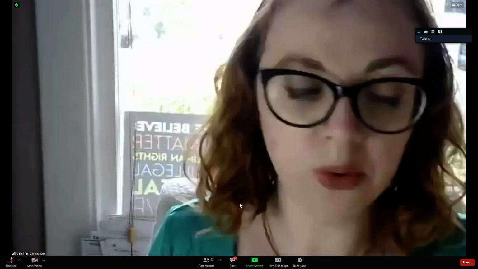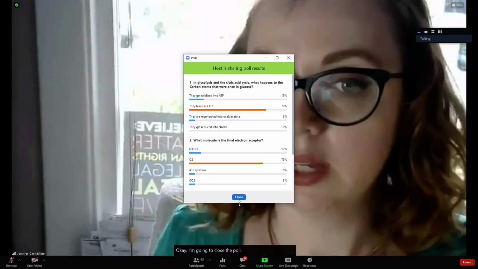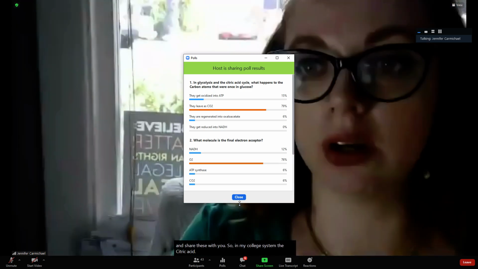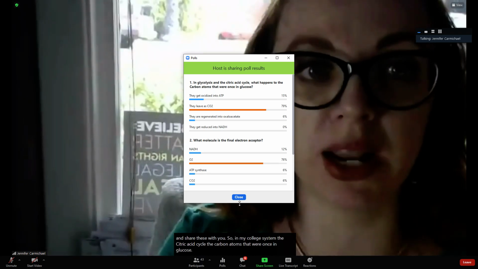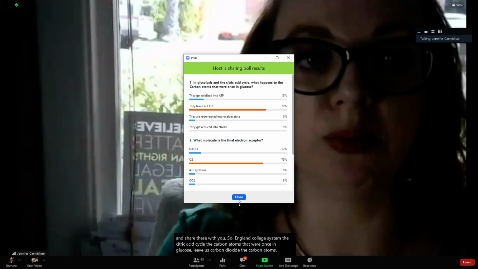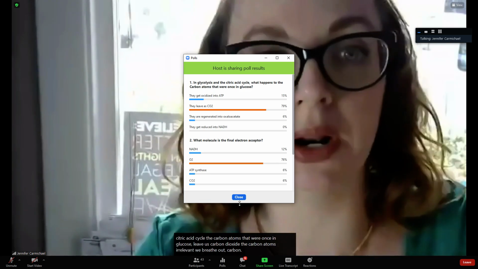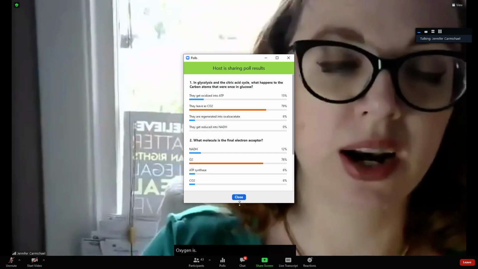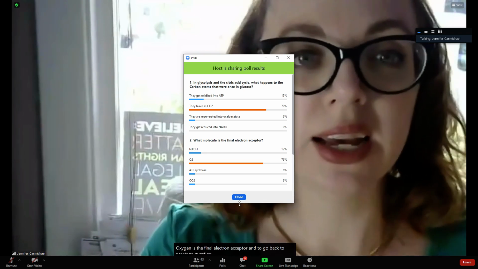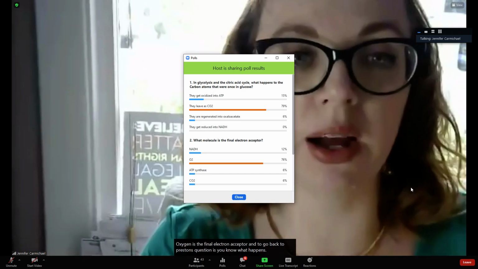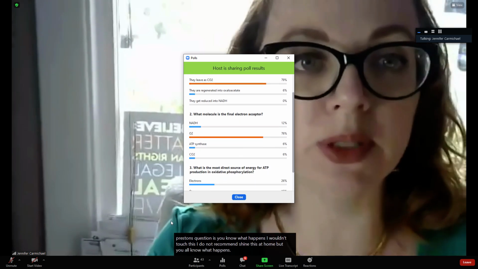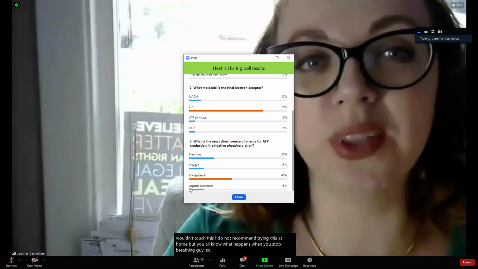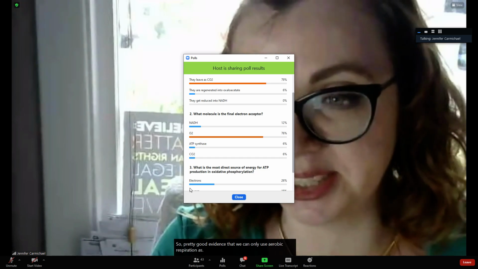Okay, I'm going to close the poll and share these with you. So in glycolysis and the citric acid cycle, the carbon atoms that were once in glucose leave as carbon dioxide. The carbon atoms are irrelevant. We breathe them out as carbon dioxide. What's important is what happens to all of those hydrogens. Oxygen is the final electron acceptor. And to go back to Preston's question, I wouldn't test this, I do not recommend trying this at home, but you all know what happens when you stop breathing. You die. So that's pretty good evidence that we can only use aerobic respiration as a species.